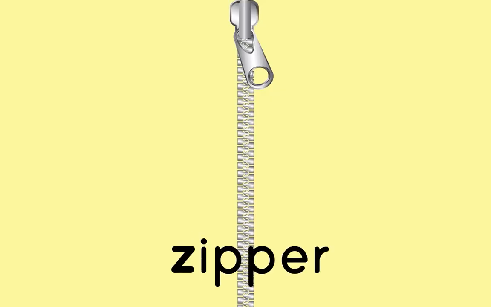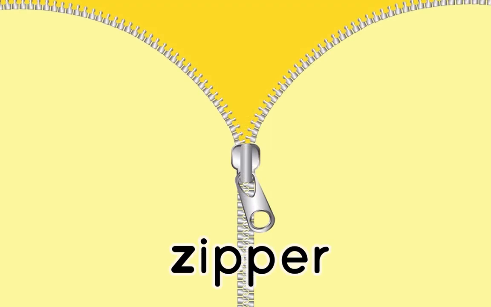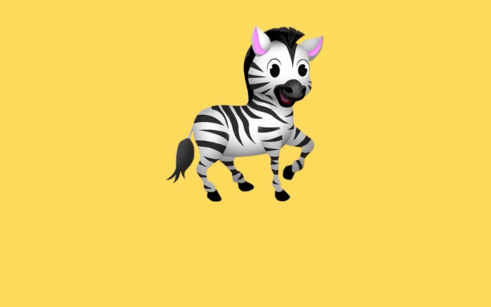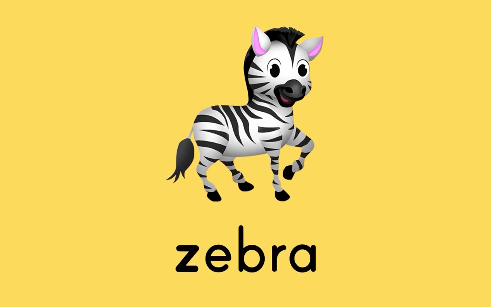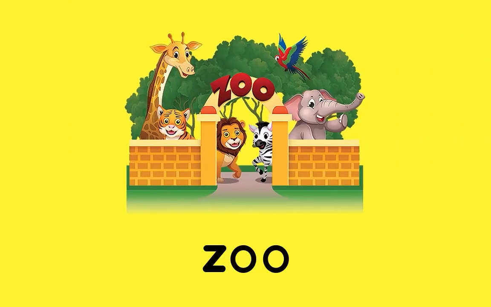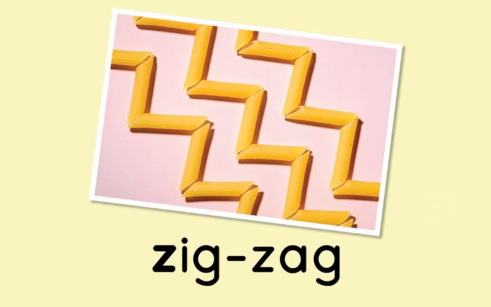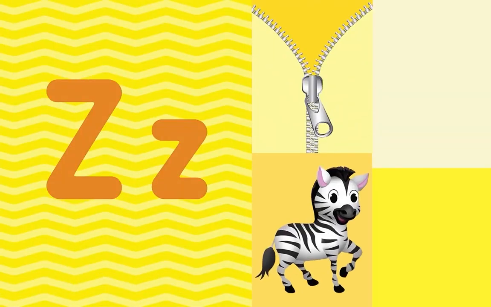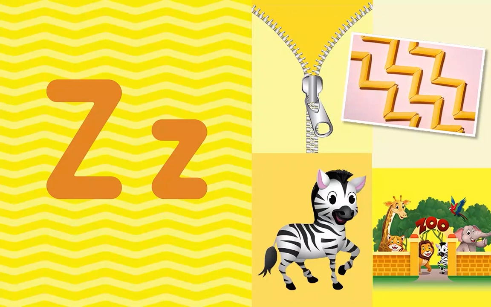Zipper. Z, z, zipper. Zebra. Z, z, zebra. Zoo. Z, z, zoo. Zigzag. Z, z, zigzag. What letter do all these words start with? Z! That's right, the letter Z.